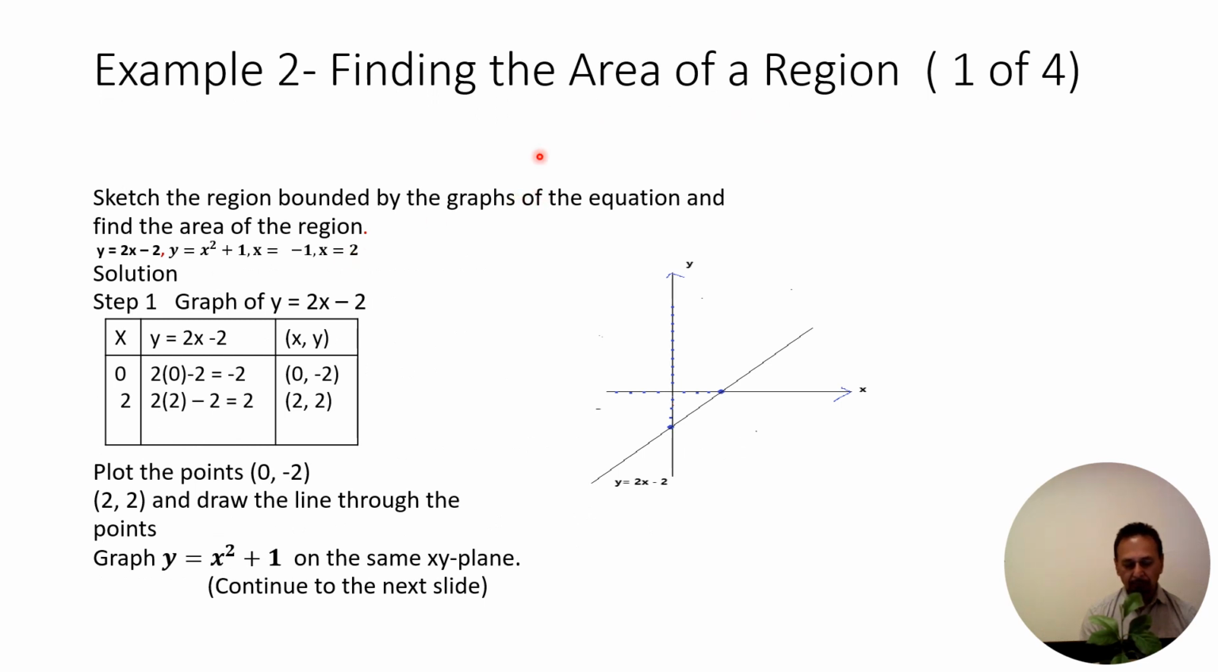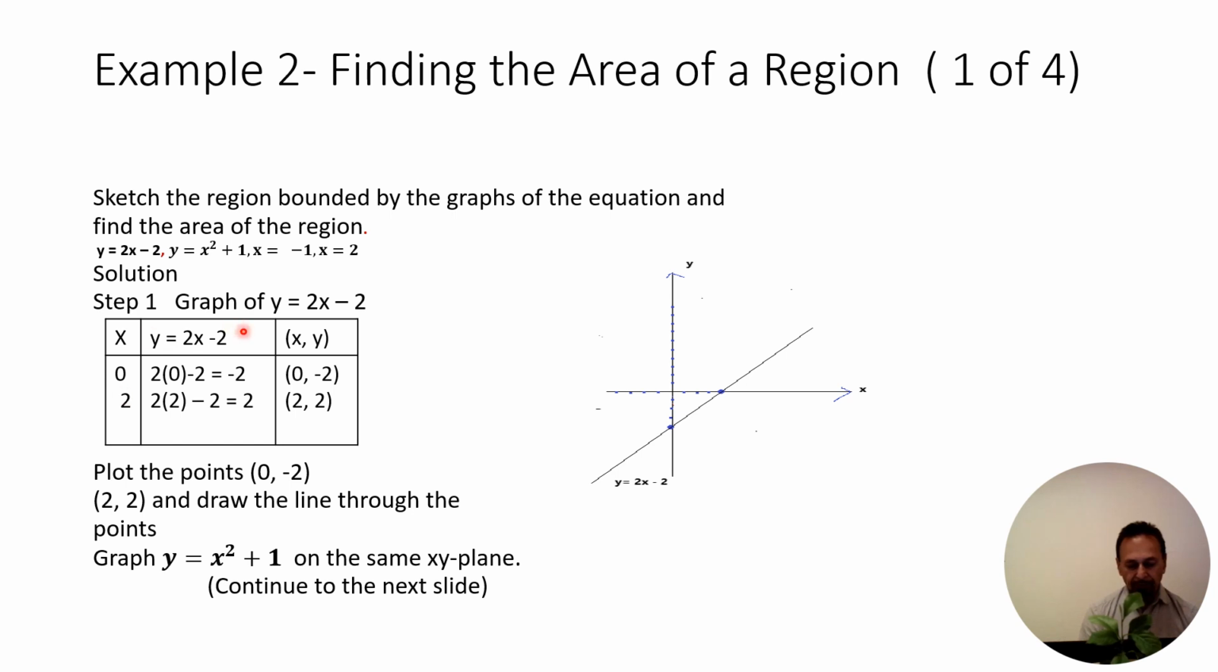Example 2. Here we're going to sketch the region bounded by the graphs of the equations and find the area of the region between y equal to 2x minus 2 and y equal to x squared plus 1, and x equal to minus 1 and x equal to 2.